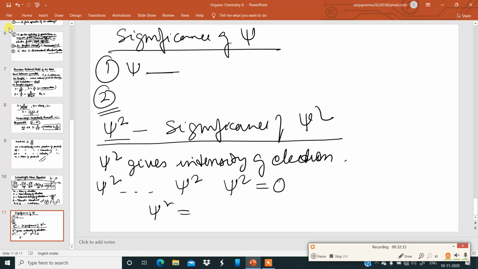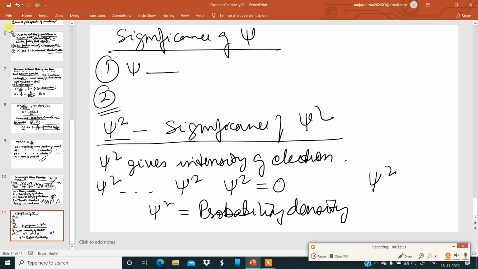Psi square is also known as what? Probability density. Okay, and it is always positive. Now, psi square also describes the region of space around the nucleus where the probability of finding the electron is maximum. And this psi square, according to wave mechanics, is also called an orbital.